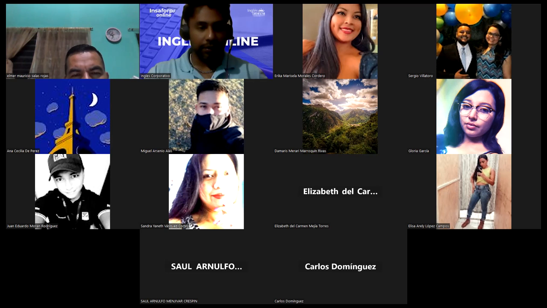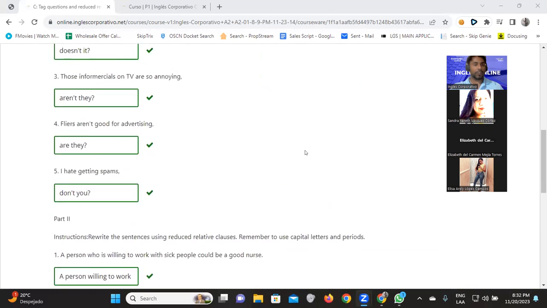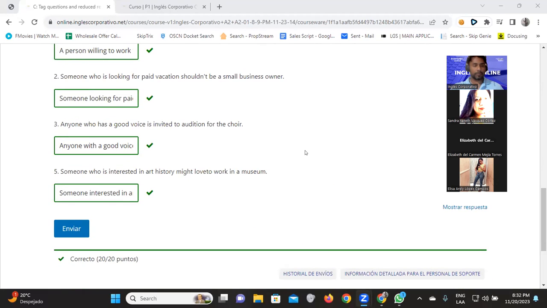Let me share my screen. Number three. Anyone with a good voice is invited to audition for the choir. Choir, very good. Excellent. Right here we say choir. All right. Number five. Someone who is interested in art history might love to work in a museum. What is your answer? Someone interested in art history might love to work in a museum. Excellent.